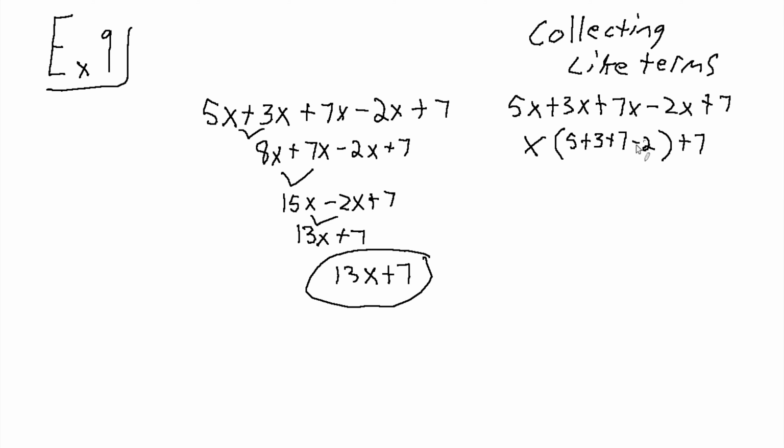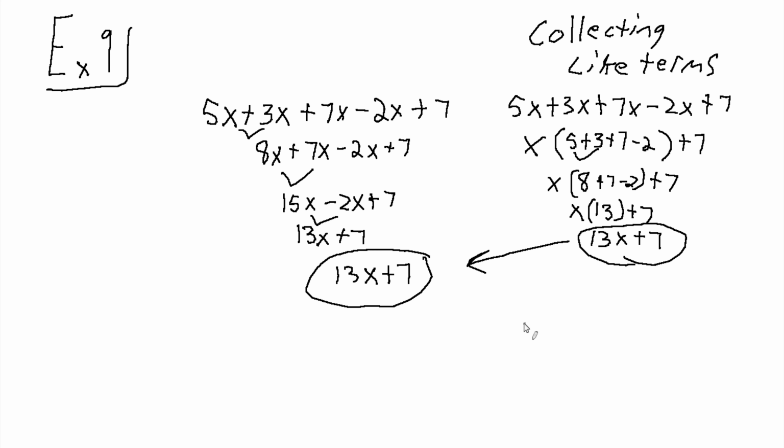Simply add up all the numbers. So let's do 5 plus 3 equals 8. Now bring down the 7 and the negative 2, and bring down your x and then plus 7. Now you just have to do 8 plus 7 minus 2, which is 13. Now you can just distribute the x to the 13. So there'd be 13x. Then you just do the addition, 7. So you get 13x plus 7.